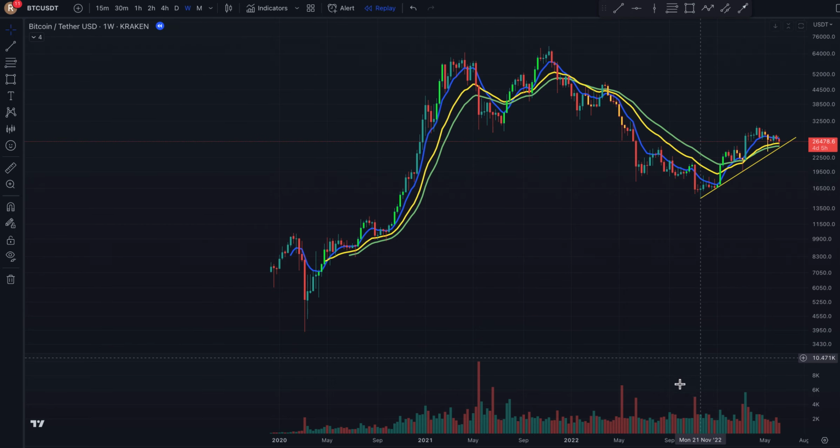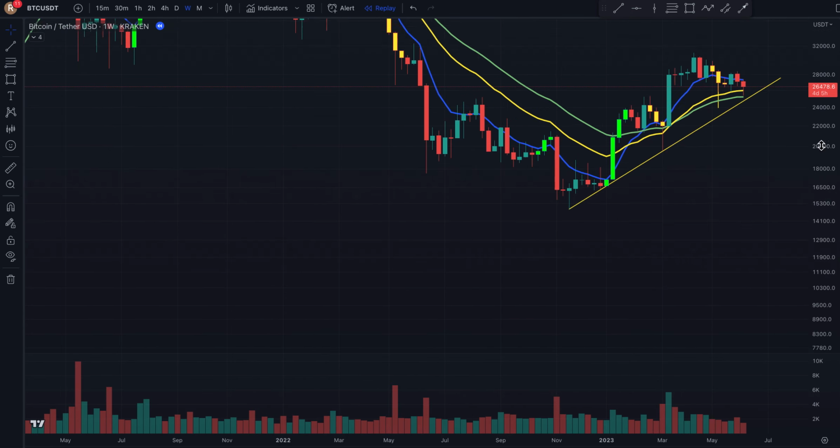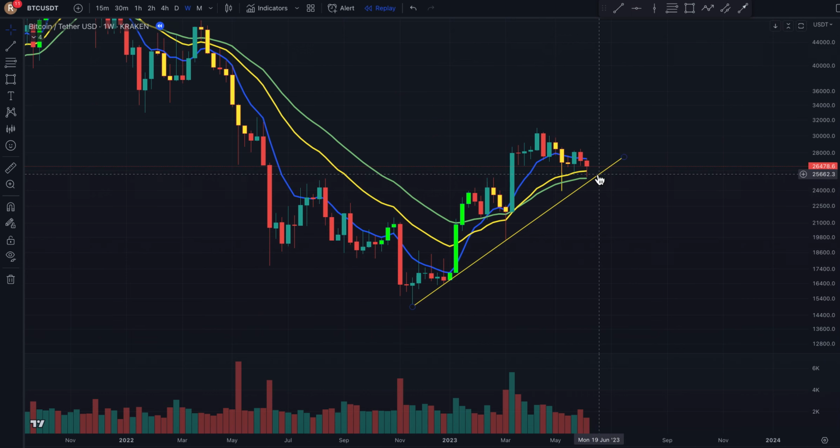Just to recap a little bit, we wicked off above the 200-day, above the trend line, above these wicks over here.